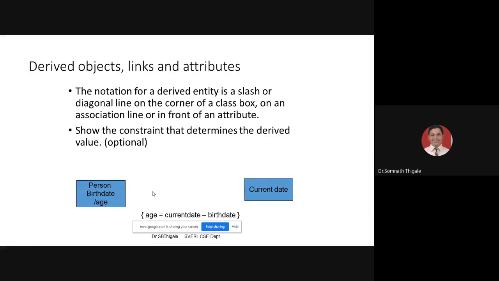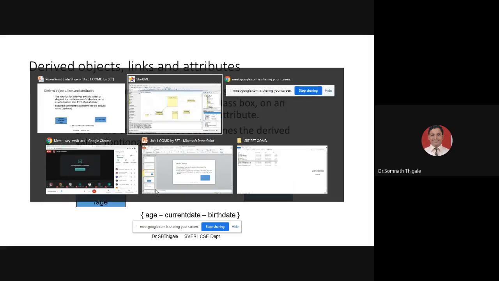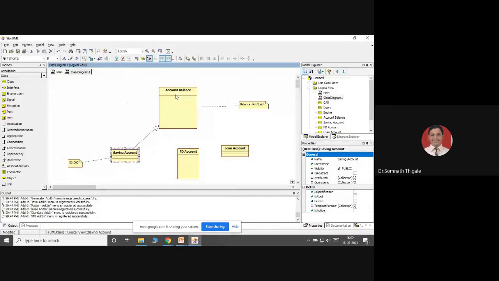This is a derived object, link and attribute. These are all different types of relationships we will discuss during practicals.